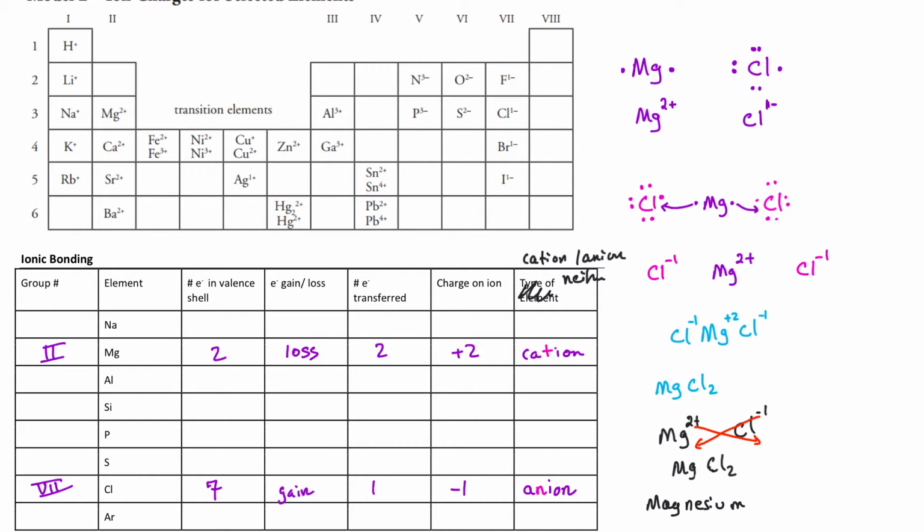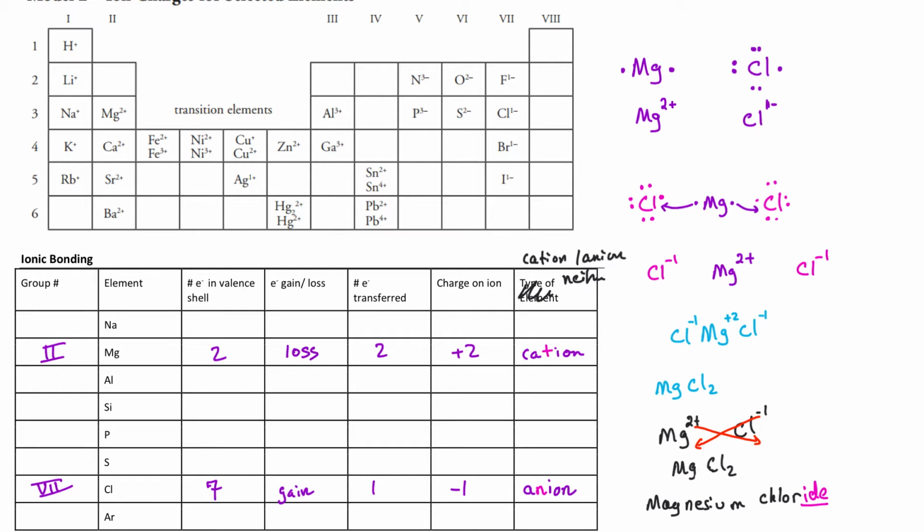And for the anion, I'm going to start writing it out. I would usually write chlorine here, but instead of the chlorine at the very end, I'm going to switch it to "ide", and I'm going to write it as magnesium chloride, and that is the name of this ionic compound.